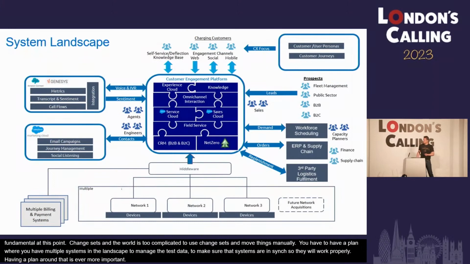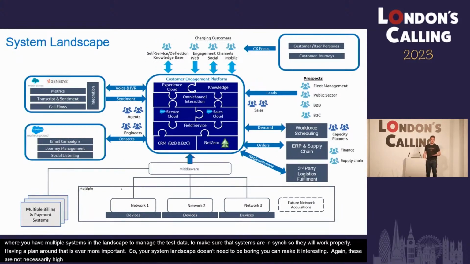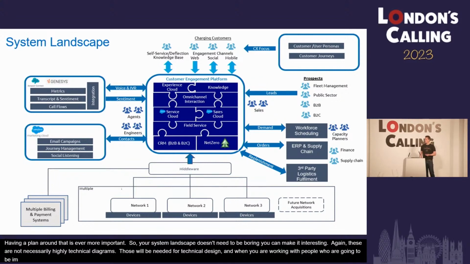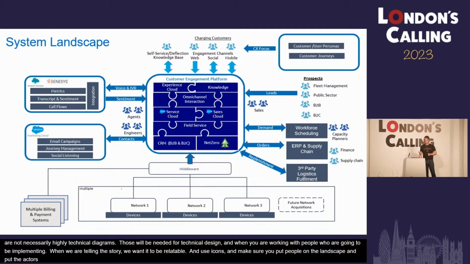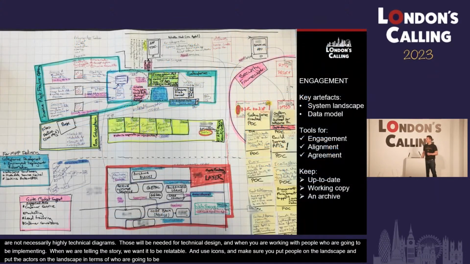So your system landscape doesn't need to be boring. You can make it interesting. Again, these are not necessarily highly technical diagrams. Those will be needed for technical design and when you're working with people who are going to be implementing. But when we're telling the story, we want it to be relatable. So use icons. Make sure that you put people on the landscape, put the actors on the landscape in terms of who are going to be the users of the system. And you can extend that.